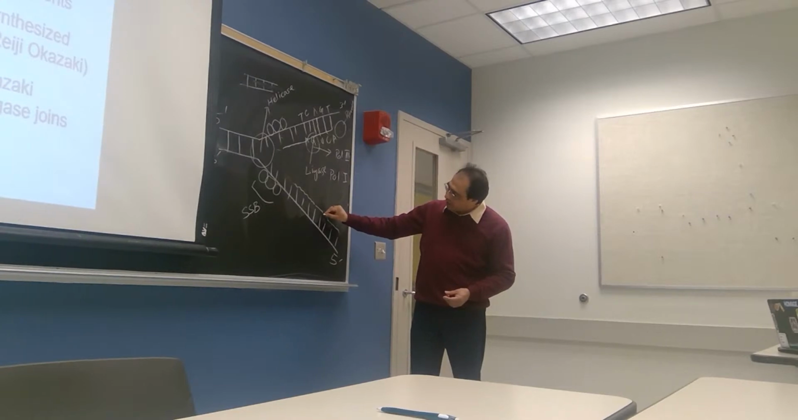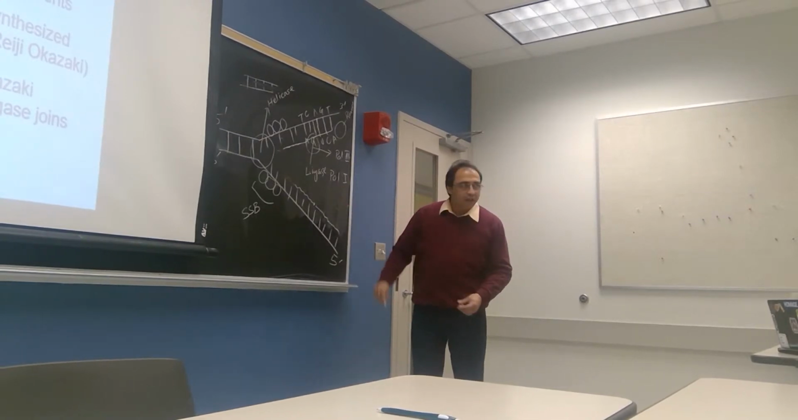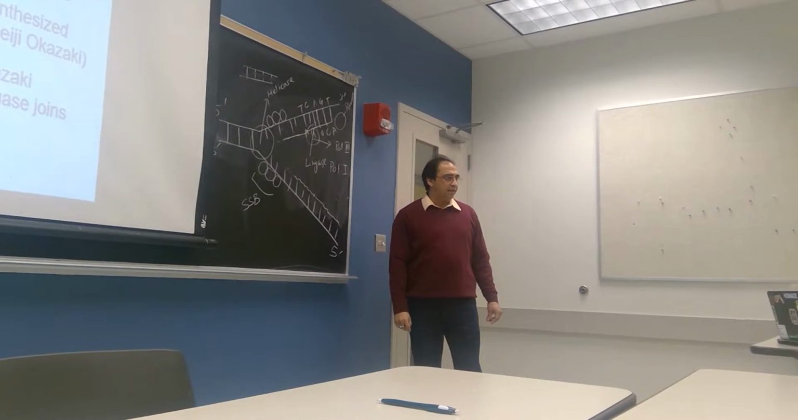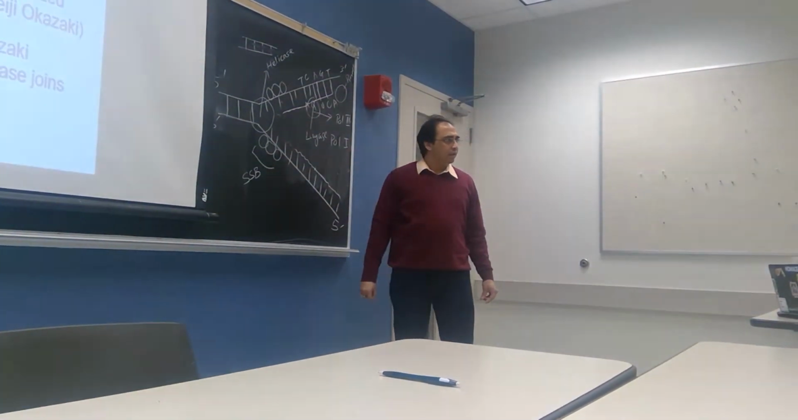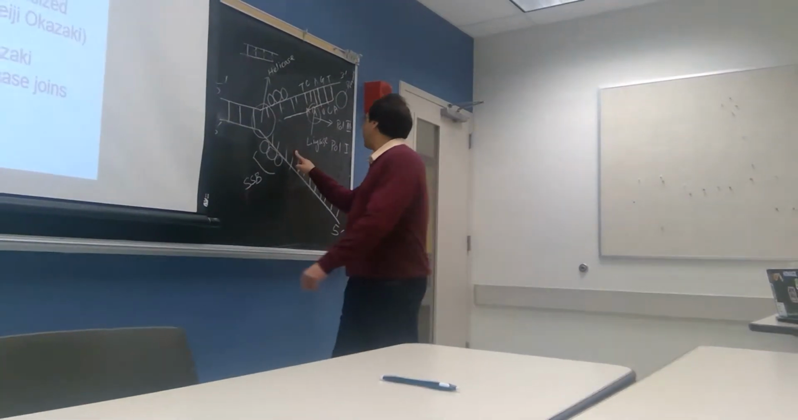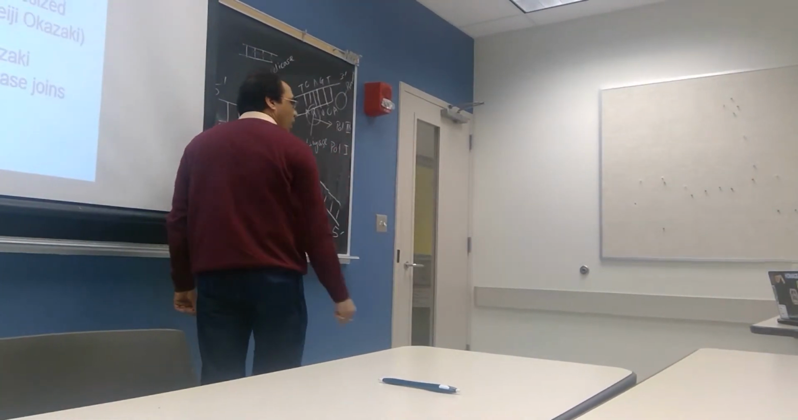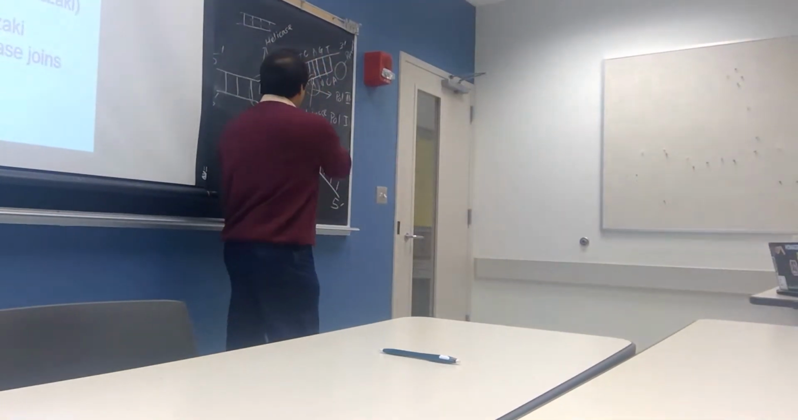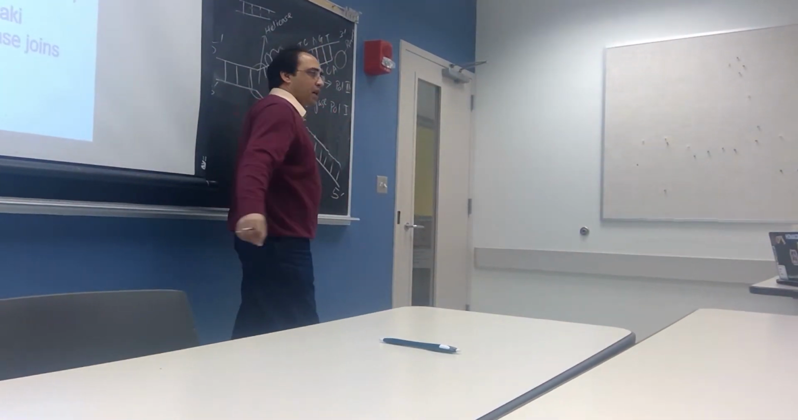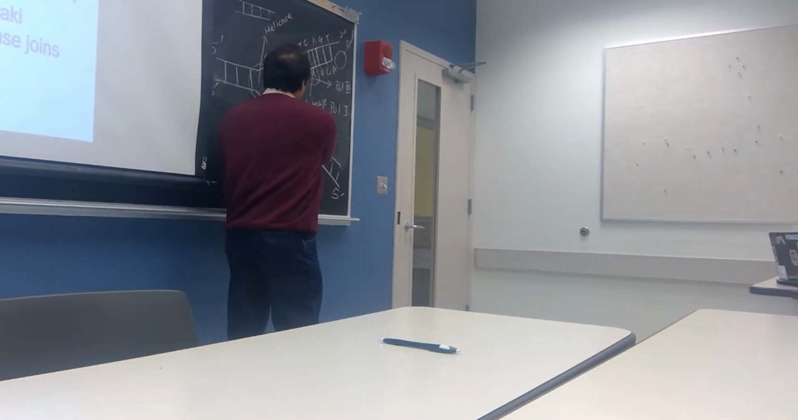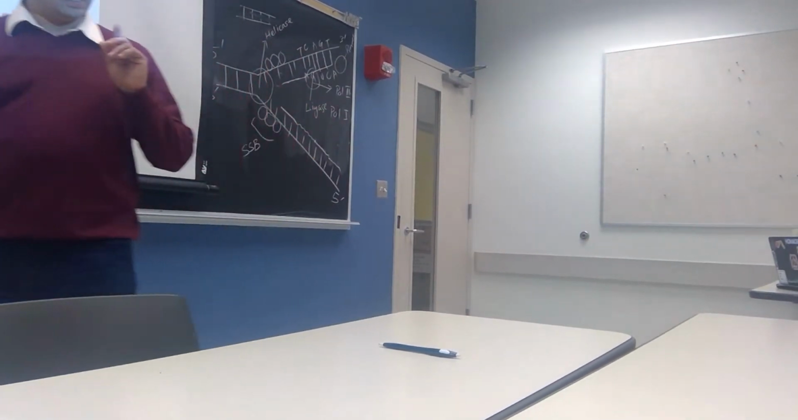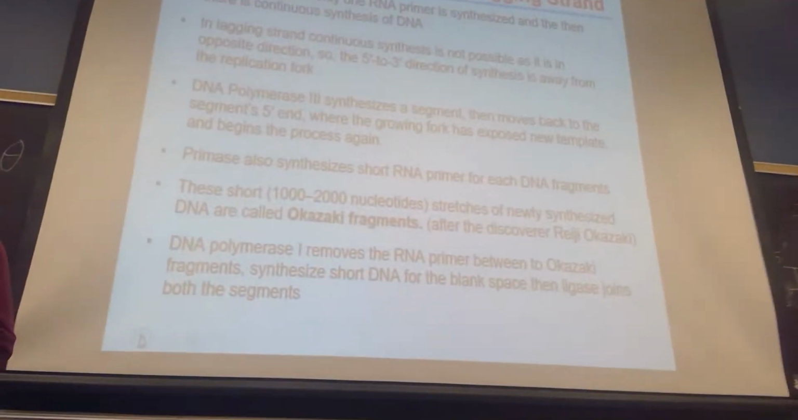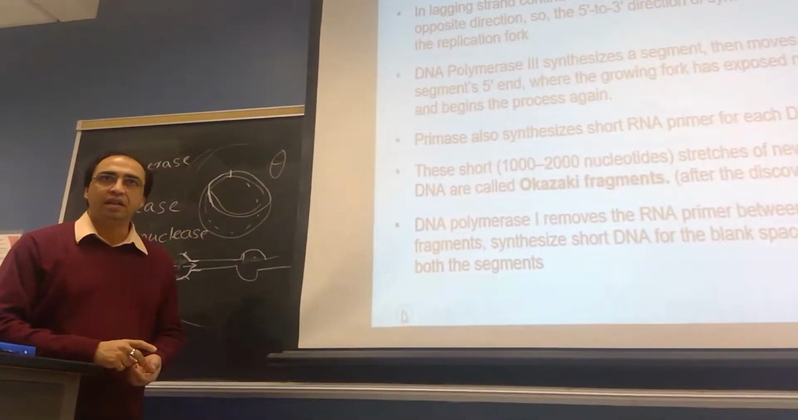There are two joins here, this one and this one. Those are held by ligase. So our new DNA is formed continuous. In the next step, DNA polymerase 1 will remove this RNA primer, synthesize this part only, and this join is sealed by ligase. So the whole function is like this: removal of RNA primer and synthesis of a short fragment of DNA. That is the function of DNA polymerase 1.